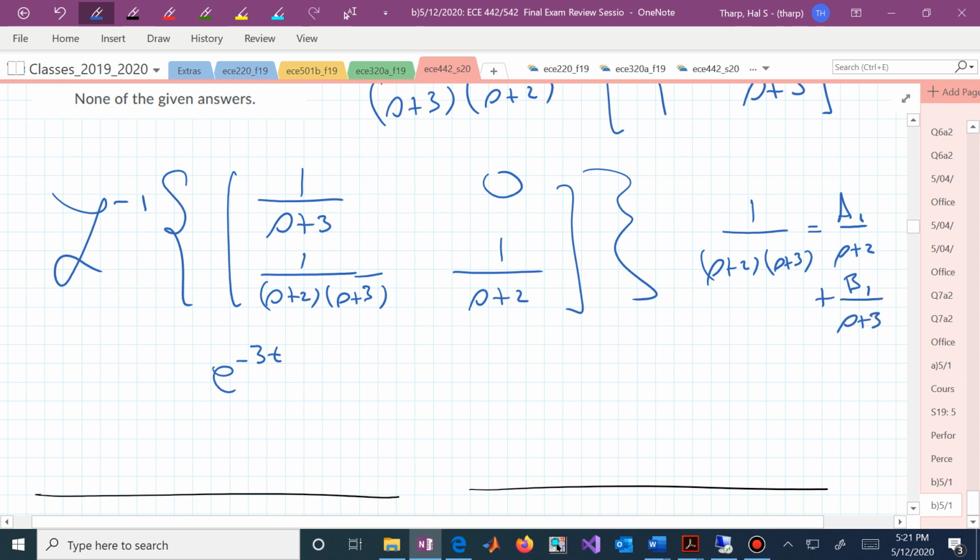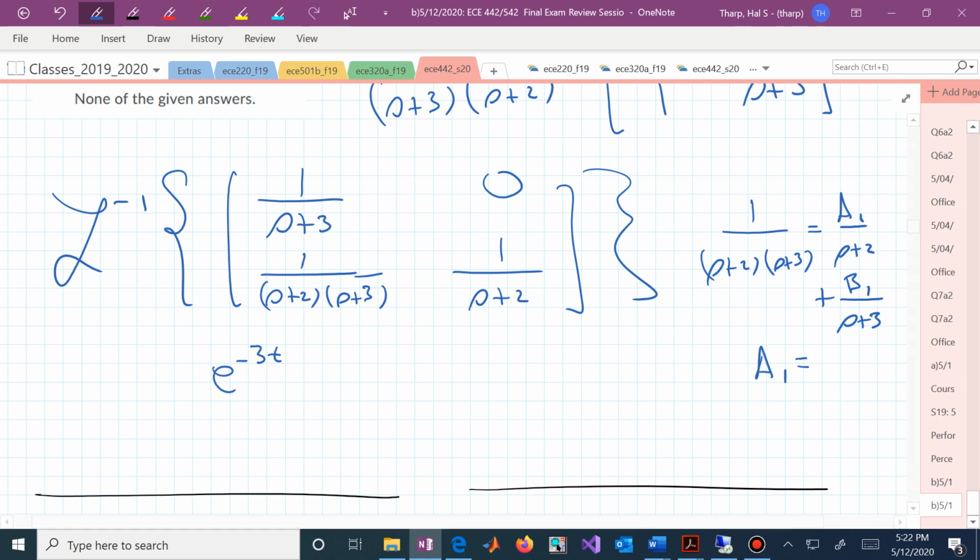Again, we can do the cover up and find A1 and B1. Let's do the A1. We cover up the s plus 2, we replace s with minus 2, and we end up with A1 being minus 1. Is that true? No. So now A1, we cover up the s plus 2.